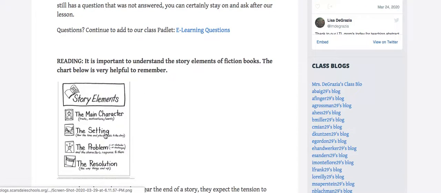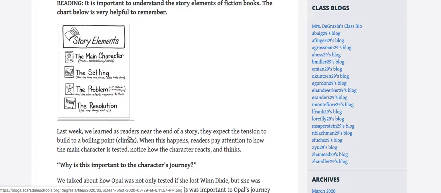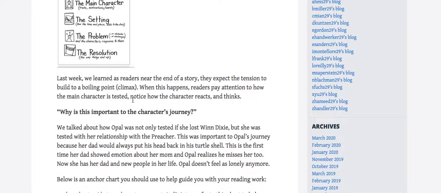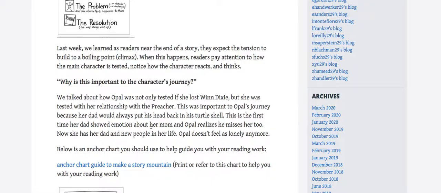I wanted to add this chart. I know most of you know it looks familiar because we've pasted it in our notebooks, which are in school, but it's the story elements of fiction books. And this is really what identifies what makes a fiction book. So really look at this carefully and think about it as you are reading your books. Last week we learned as we come to the end of a story, we're going to expect tension to reach the climax, which is the boiling point. So I just recap our lesson and what we learned from Friday because it seems so long ago.